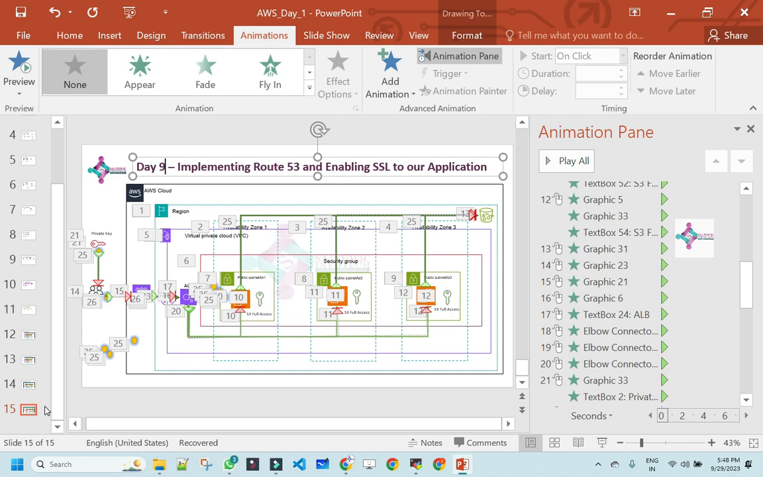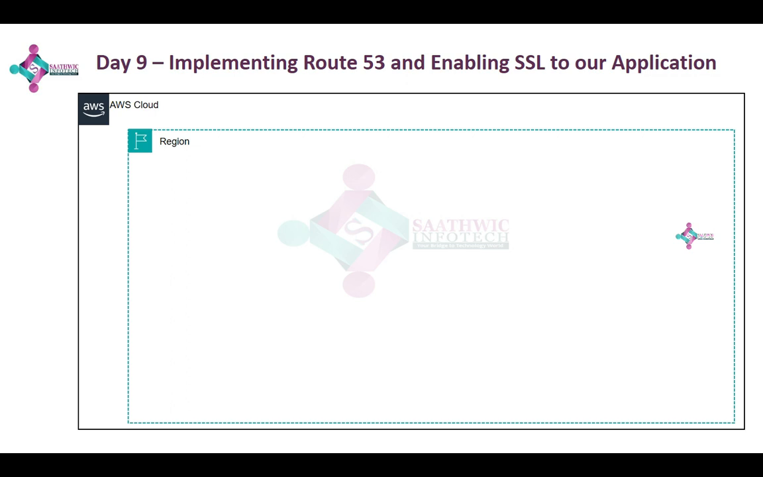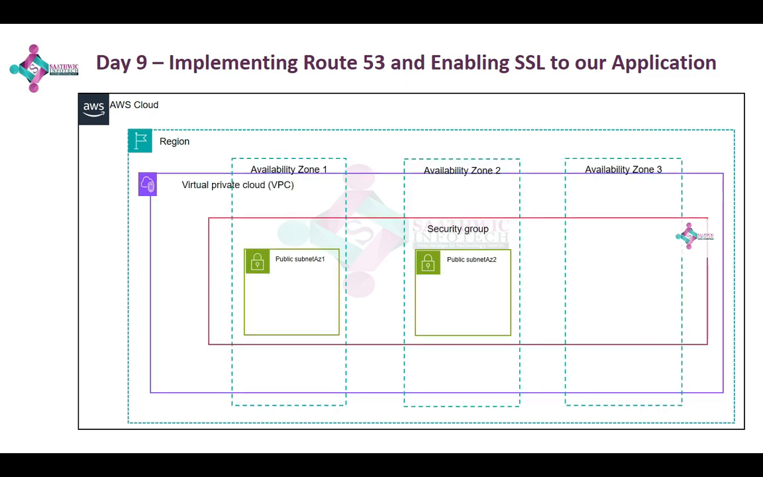Today we are going to see about implementing Route 53 and enabling SSL to our web application. Okay, so we are going to use the same architecture where we have two EC2.